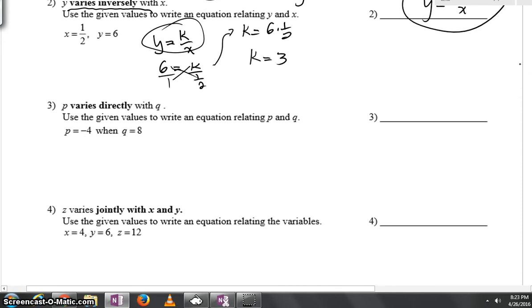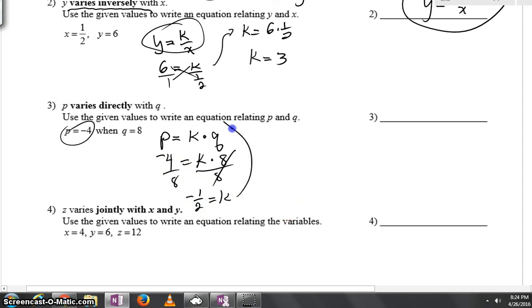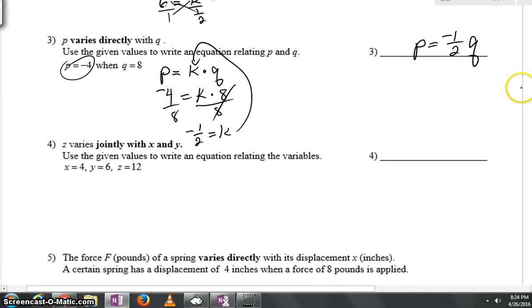For number 3, P varies directly as Q, so P equals K times Q. Now we're going to plug in our P value and our Q value, and we're going to solve for K. So we're going to divide both sides by 8, and you can simplify -4 over 8 to get -1/2. You could also have that as -0.5. But plain and simply, you'll have P is equal to -1/2 Q.